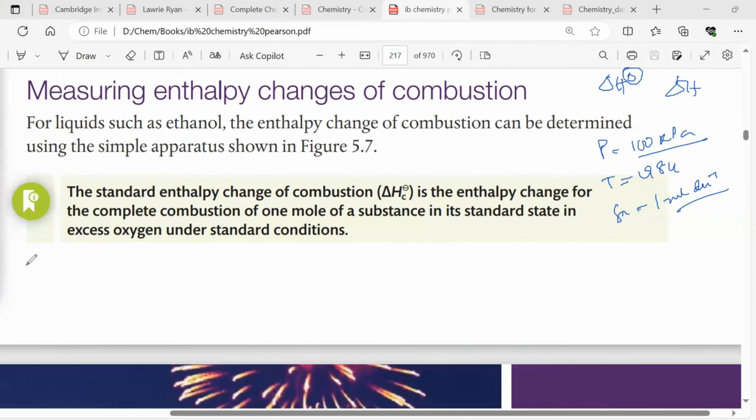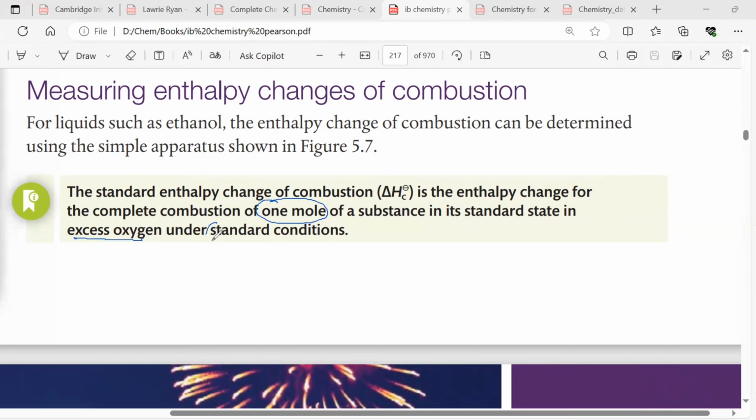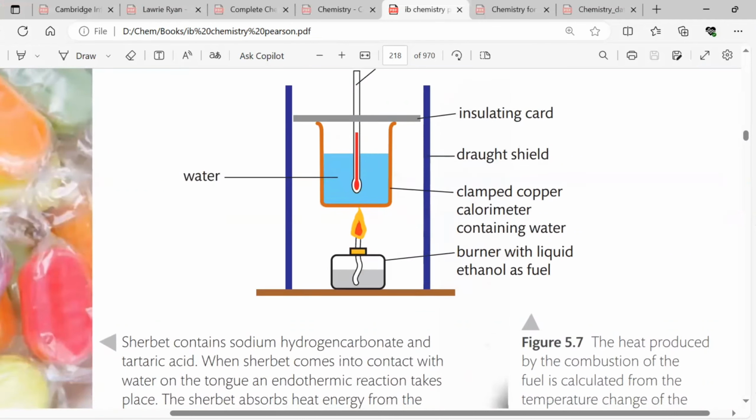First thing we have to understand is that whenever we are seeing combustion, enthalpy of combustion is what? When 1 mole of the substance is completely combusted in excess oxygen under standard conditions. What is standard enthalpy of combustion? Standard enthalpy of combustion is the enthalpy change when 1 mole of the substance is completely combusted in excess oxygen under standard conditions, right? So how do you find out the standard enthalpy? We find it out by the calorimeter.